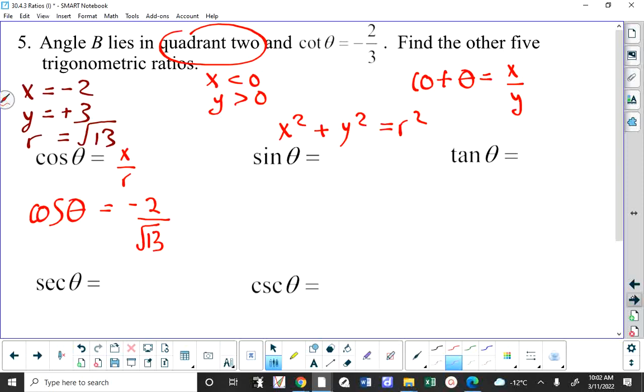Arden, what do you do to cosine of an angle to find secant of an angle? Yeah, you flip it over. So you can say you do 1 over it. You can say you flip it. You can say you reciprocate it. Or you could say it's r over x. So what would we get for secant of the angle? Exactly, square root of 13 over negative 2. Would you likely see it written that way on an exam? You'd probably see the negative either out in front or on top.